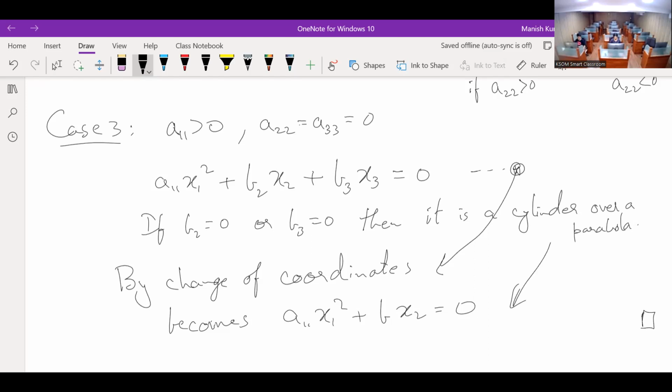Okay, so I guess this completes the discussion about all the shapes you can get of non-degenerate quadrics. Any questions or comments? So there are a bunch of degenerate quadrics, but we'll not worry about it. That's good enough for us.